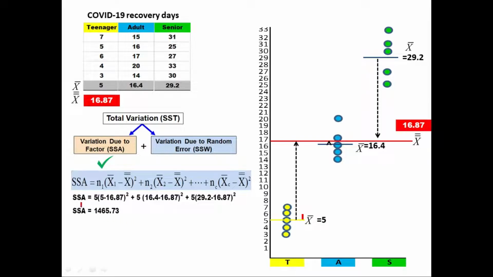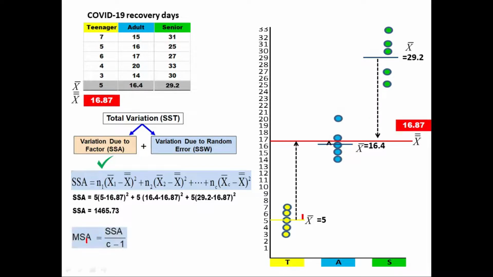So by calculation, this is the formula. SSA, where n is basically the number of samples. Just put all the values in the formula, and finally we get the variation. The SSA is equal to 1465.73.